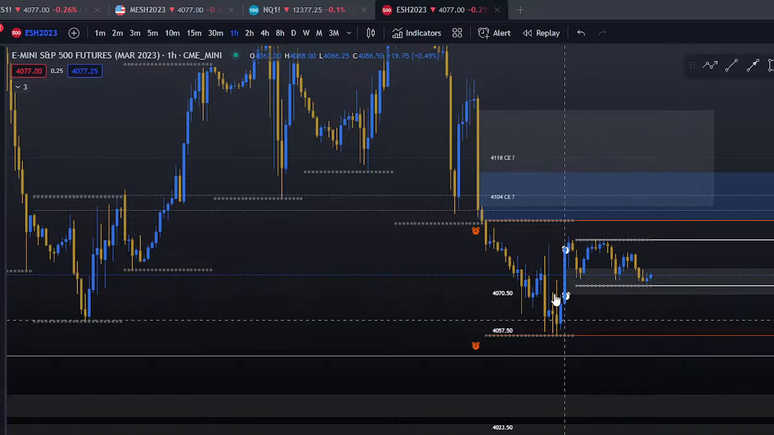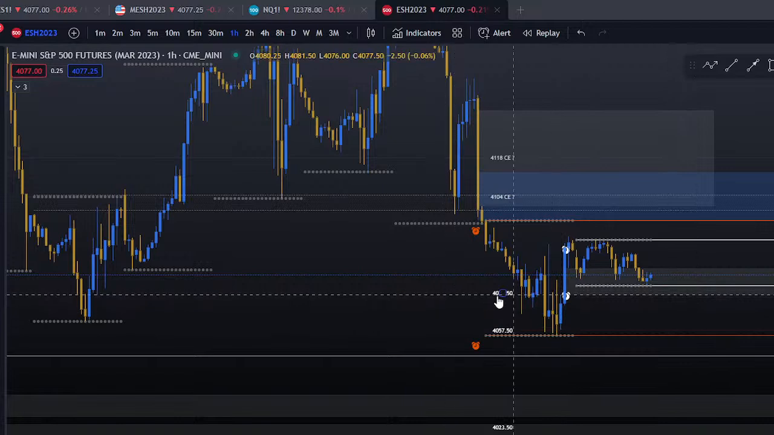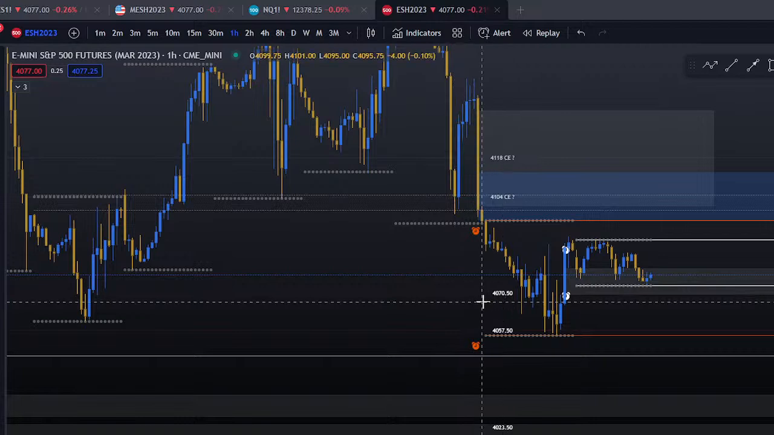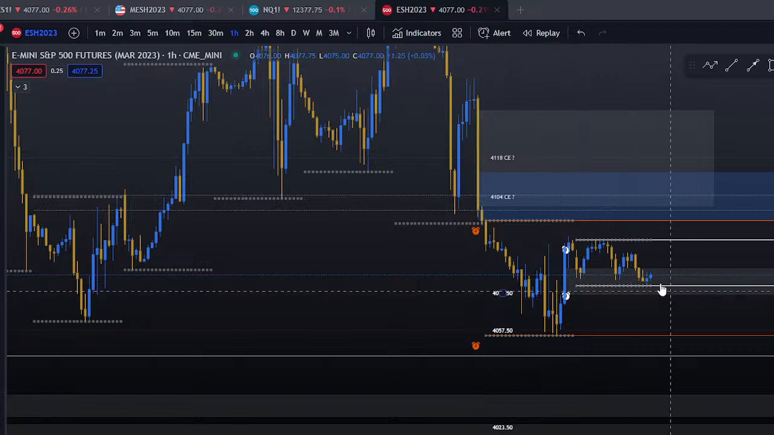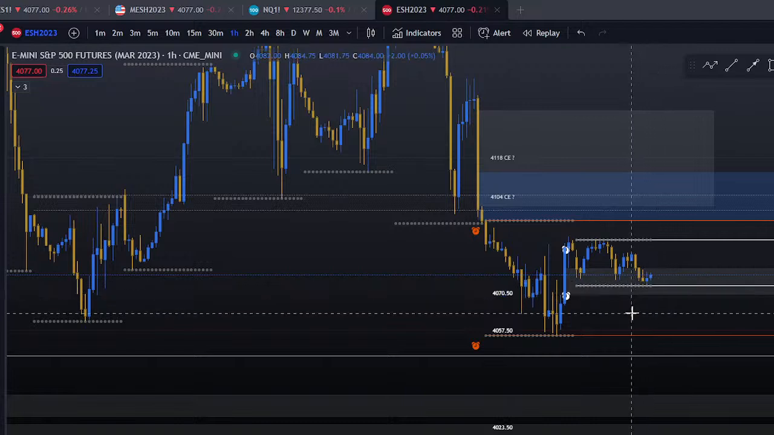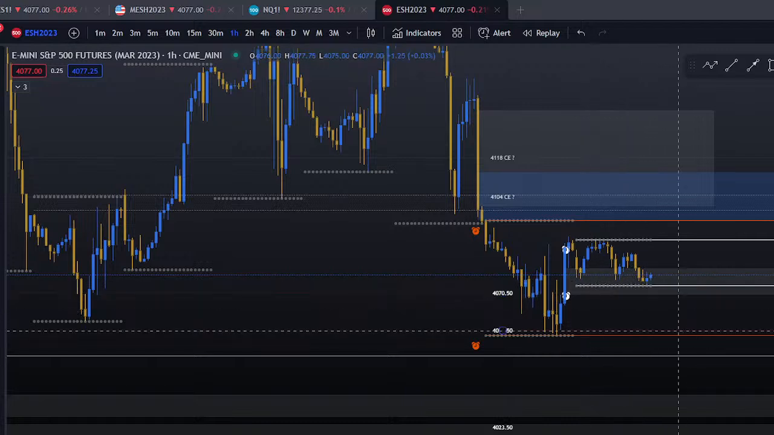So that's where we are, with this other level of that wick that we talked about earlier, that 4070, 50, which was the consequent encroachment of one of the daily wicks. That could be 4070, 50, which will line up right with this hour gap. Man, it could take that out. Bam, we could find us a play going back up to the top, which would be lovely.